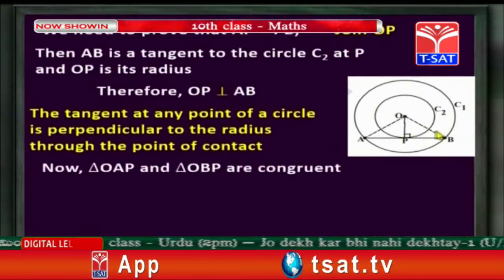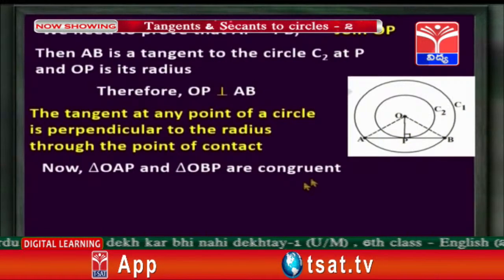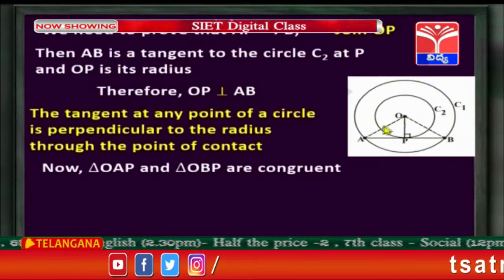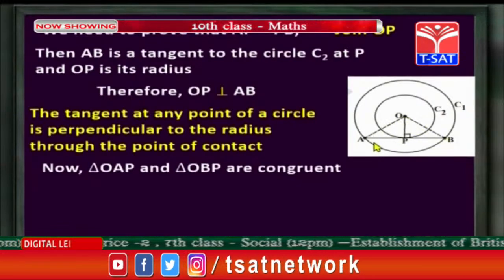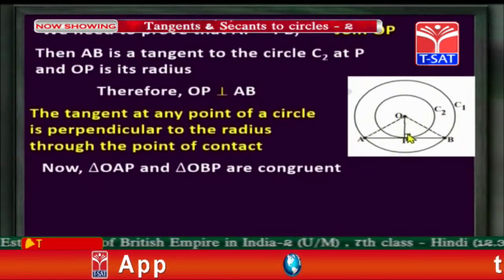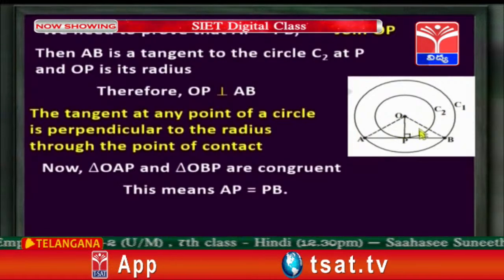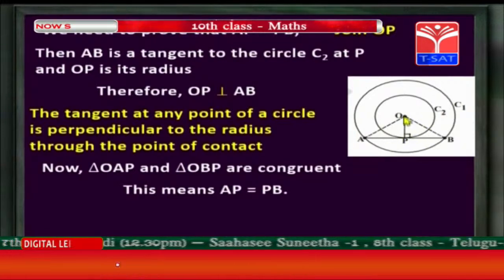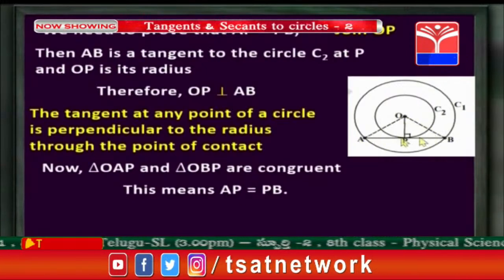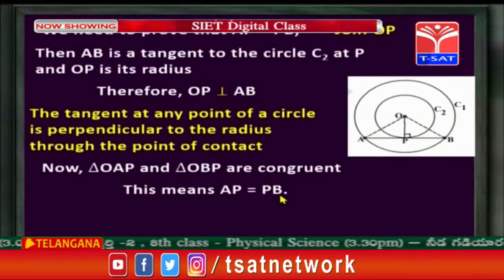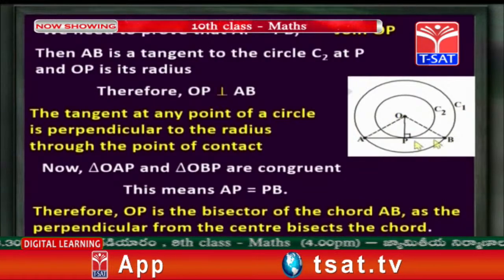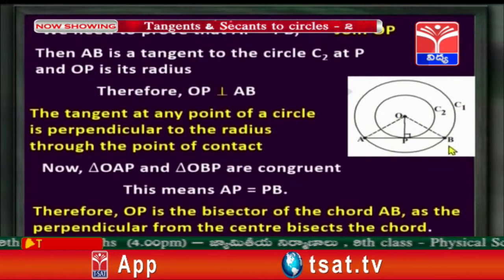Now, there are two triangles formed, OAP and OBP, and we can say that these two triangles are congruent, because OA and OB are radii of the same circle, and also OP is the same side, OP is equal to OP. So, these two triangles are congruent to each other. By CPCT, we can say AP is equal to PB. If two triangles are congruent, we can say AP is equal to PB. Therefore, OP is the bisector of the chord AB, as the perpendicular from the center bisects the chord.